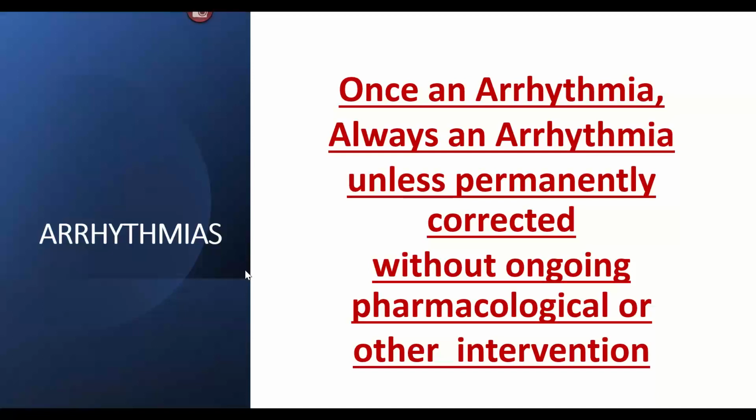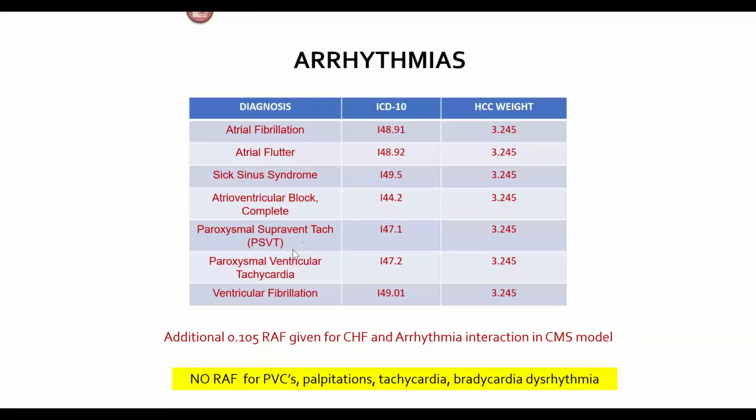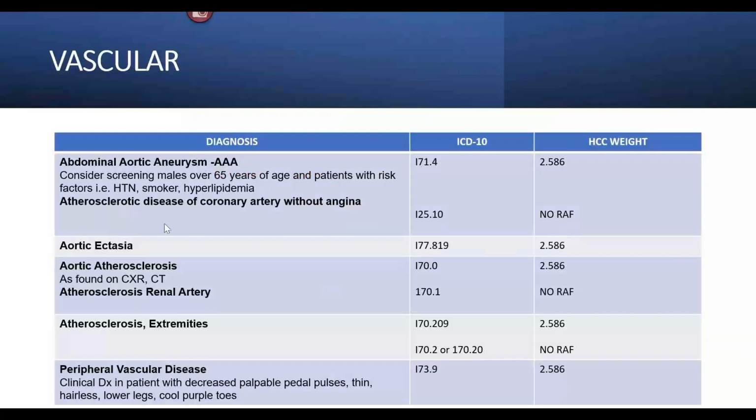Remember, once in arrhythmia, always in arrhythmia, unless permanently corrected without ongoing pharmacological or other intervention. So all of these arrhythmias are going to RAF, but you have to code them correctly. You get no RAF for a PVC, palpitation, tachycardia, bradycardia, or dysrhythmia. Again, just some examples of no RAF versus RAF.